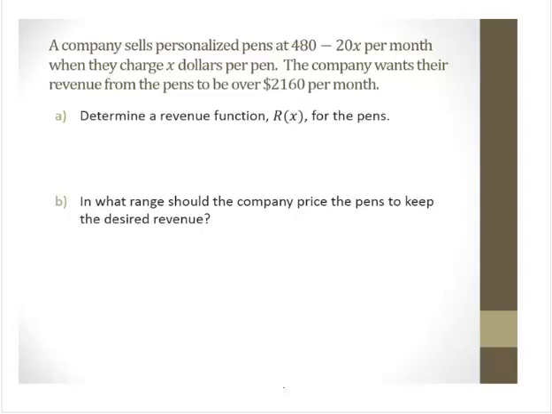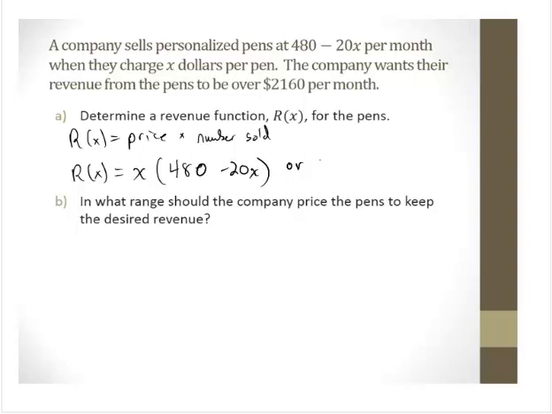Well, revenue is price times number sold in this situation. So revenue is going to be the price times the number sold. Well, the price, that much they charge, that's x. The number sold is 480 minus 20x. Or, using the distributive property and changing the arrangement of the terms, negative 20x squared plus 480x.